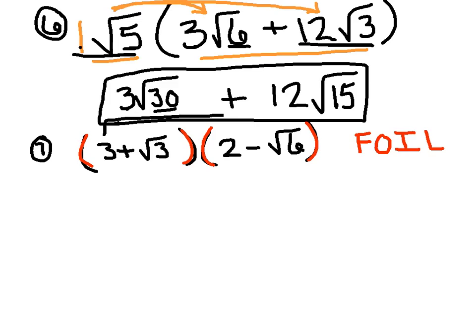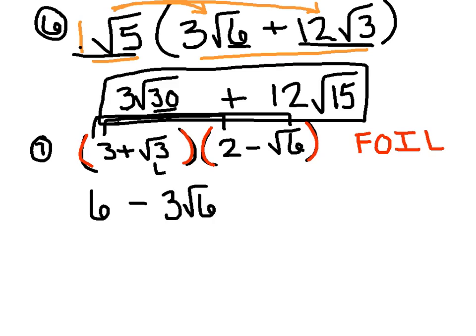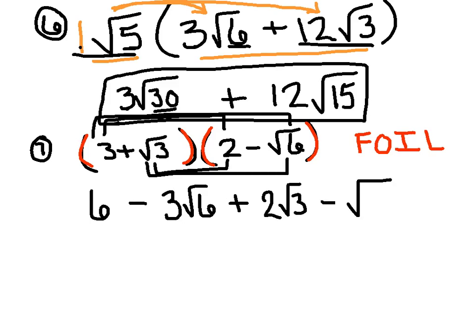So first times first. 3 times the 2 gave me a 6. My outer terms would be 3 here times a radical 6 over there, minus 3 radical 6. Inside times inside is going to be plus 2 radical 3. And last times last is going to be negative radical 18.